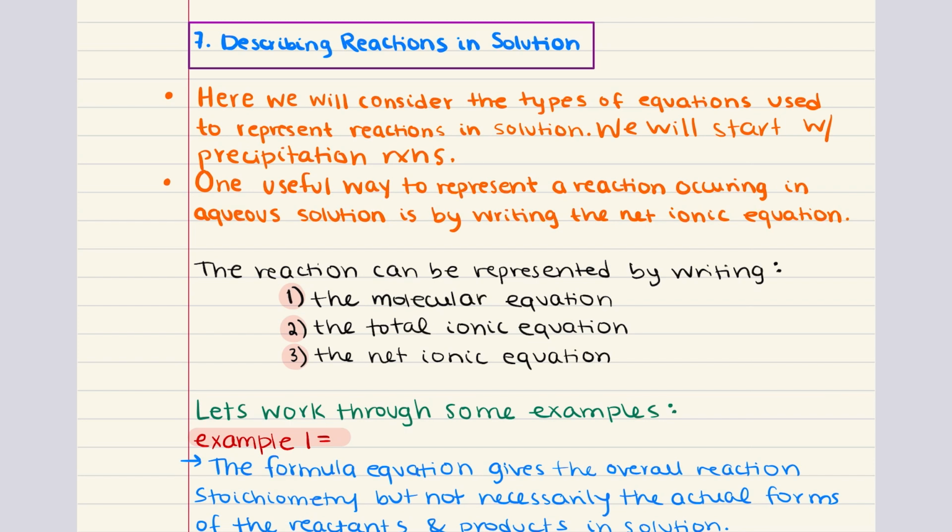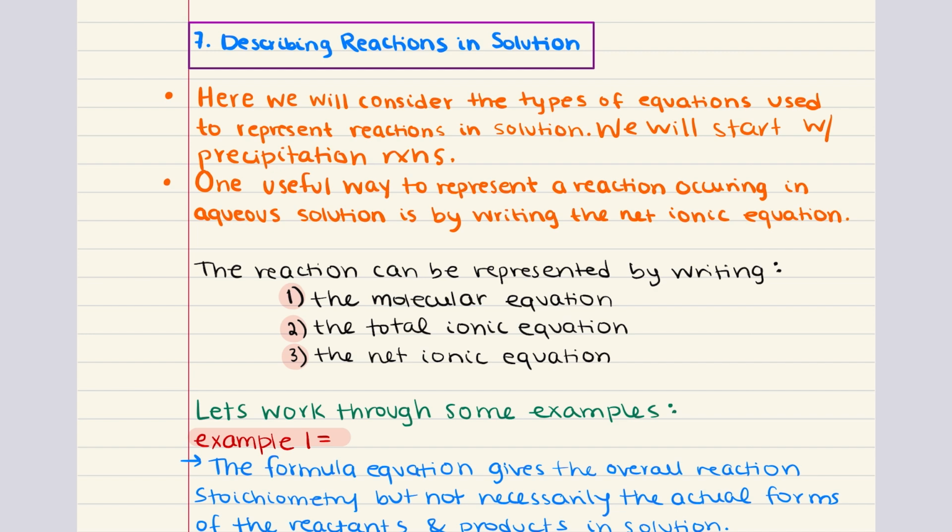In this objective, our main discussion is net ionic equations. One useful way to represent a reaction occurring in aqueous solution is by writing the net ionic equation. We looked at an example in the previous objective about a precipitation reaction. We're going to revisit that exact reaction here again.